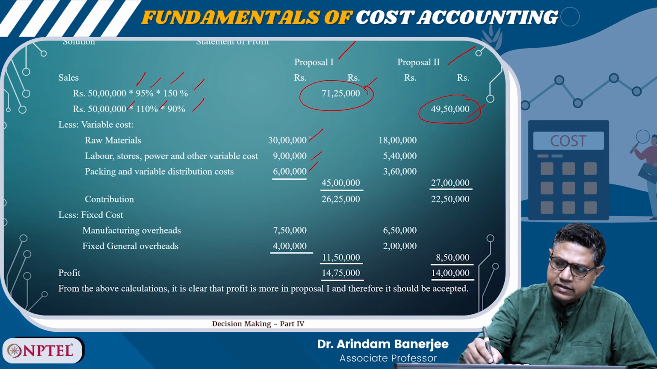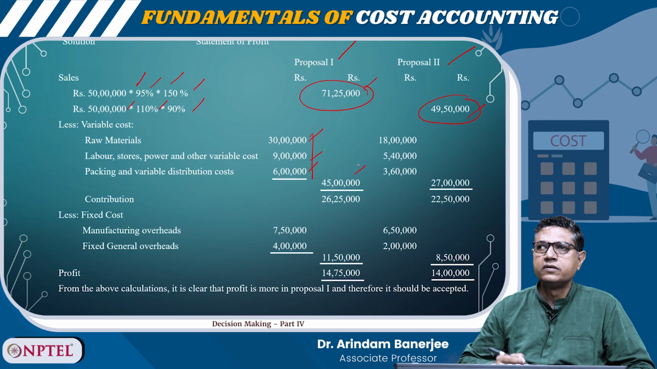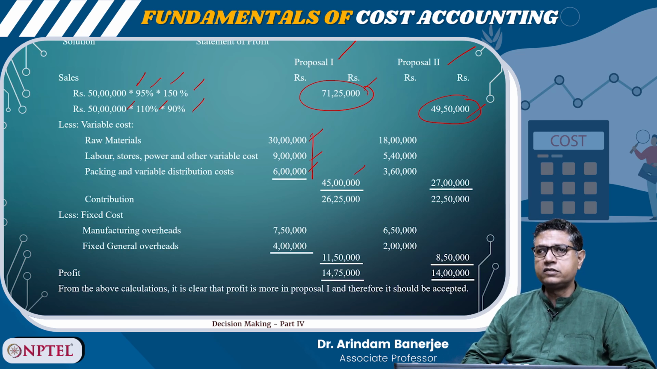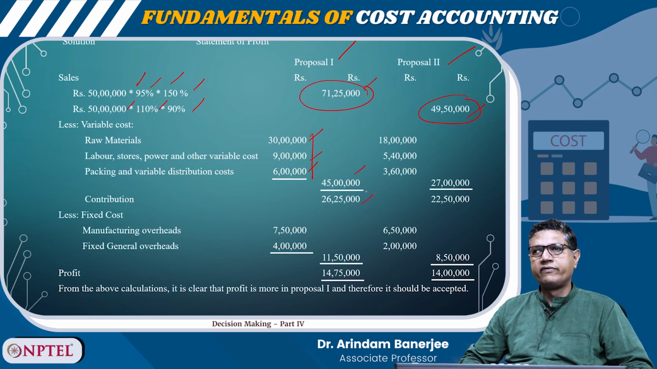If I add these three, I will get the total variable cost. So, it is 45 lakh now. If I deduct this from 71 lakh 25,000, I am getting the contribution of 26 lakh 25,000. So, this is the contribution I am getting, fine.